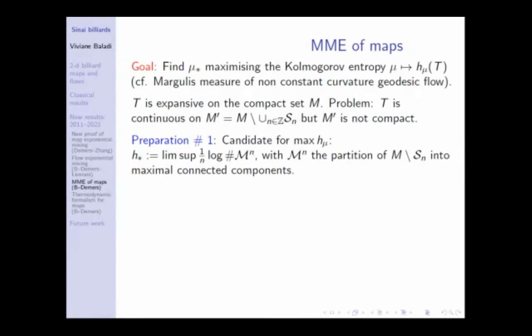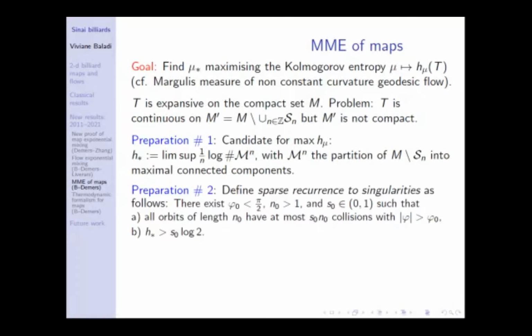And how do we construct this candidate? Well, it's a measure of the topological complexity. For each n, we have the nth iterated singularity set, which is a finite set of curves. It cuts up the space into connected components. So you just count the number of maximal connected components, and you see how this grows. You take the log, divide by n, and take the limit. This gives you a number.